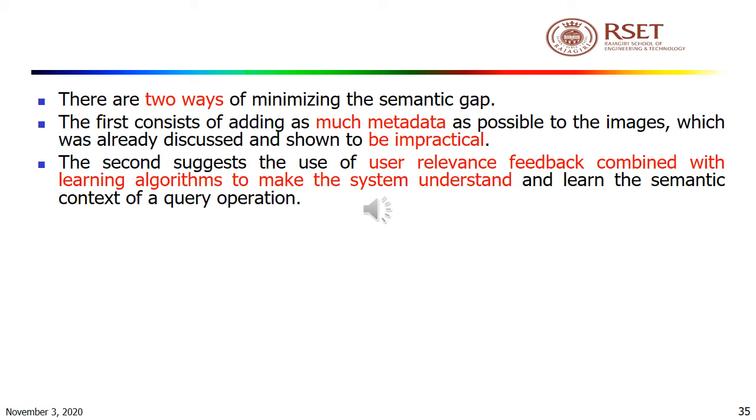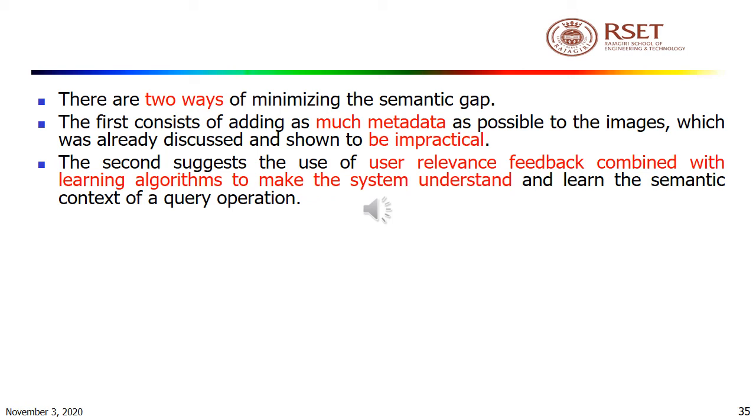There are mainly two ways of minimizing the semantic gap. The first consists of adding as much metadata as possible to the image, which was already discussed and shown to be impractical. That is, we need to add the text description for each image in the data set, so that is a quite tedious task. The second is the use of user relevance feedback combined with a learning algorithm to make the system understand and learn the semantic context of a query operation.